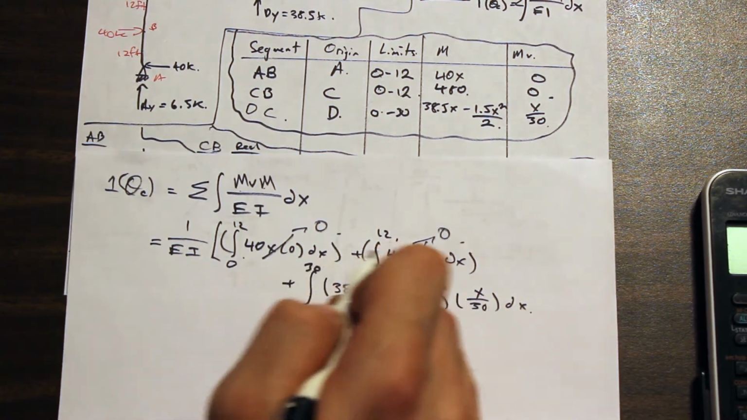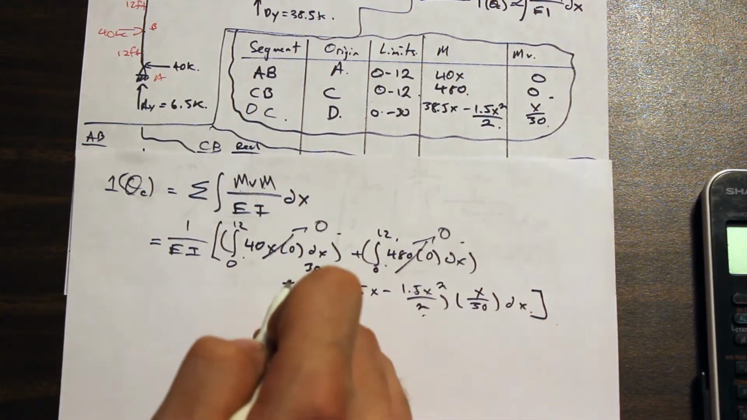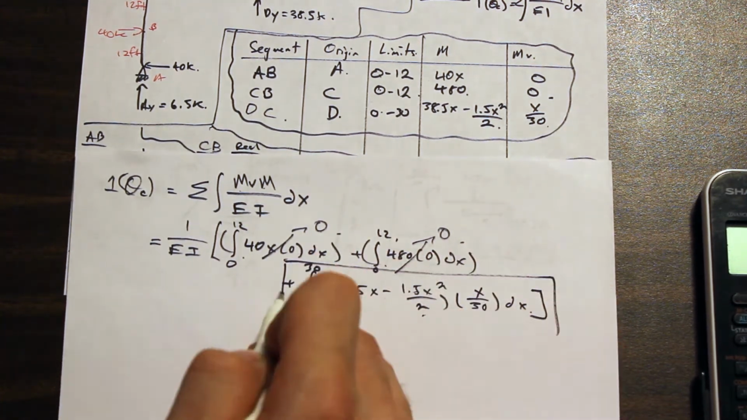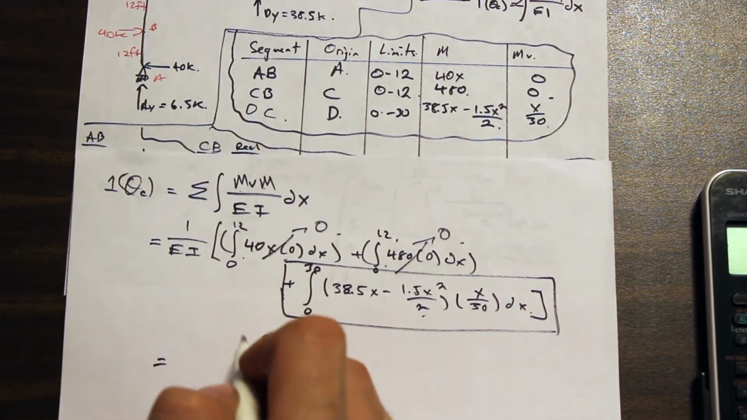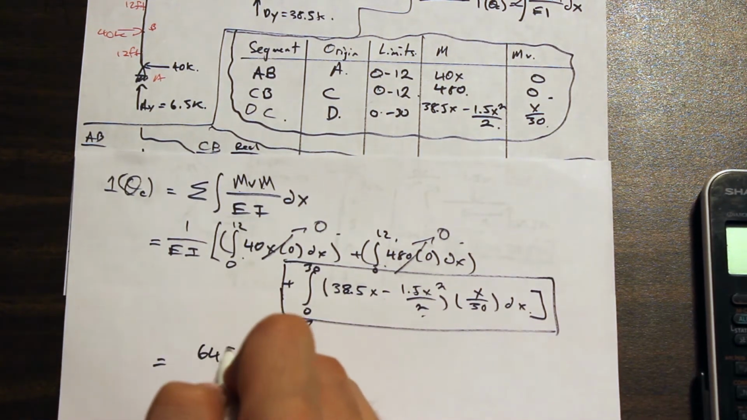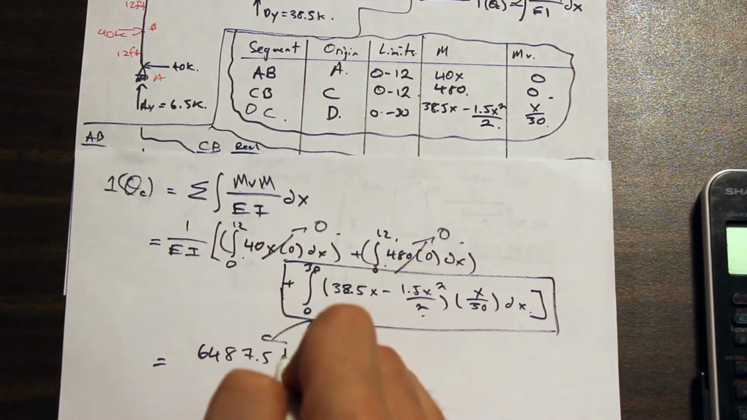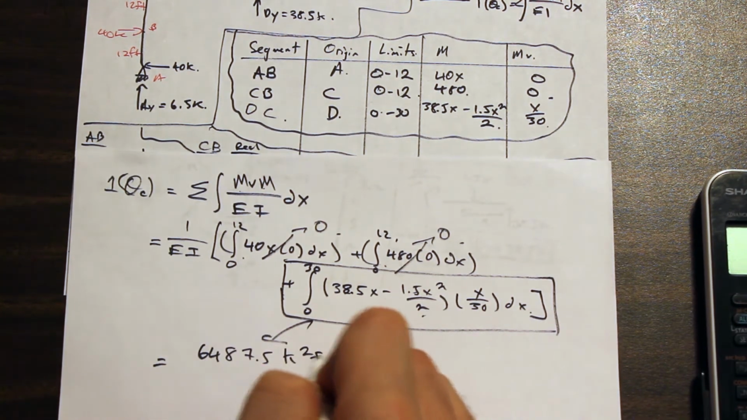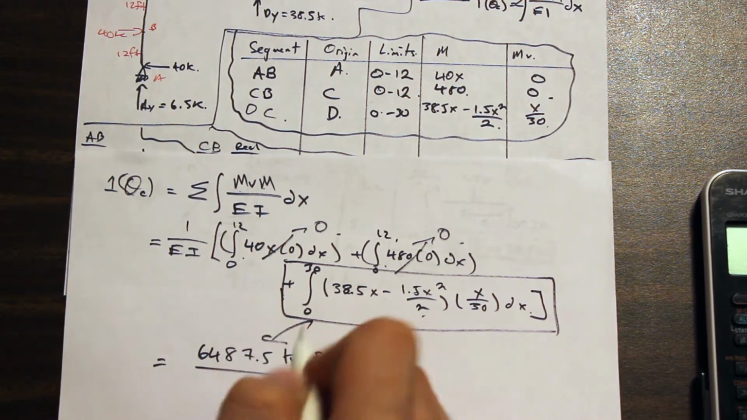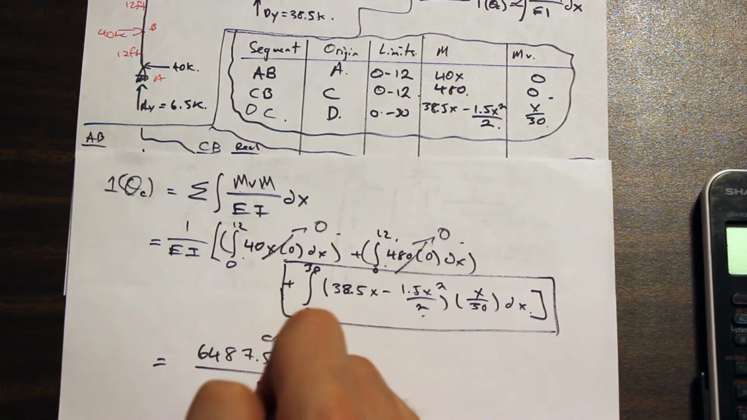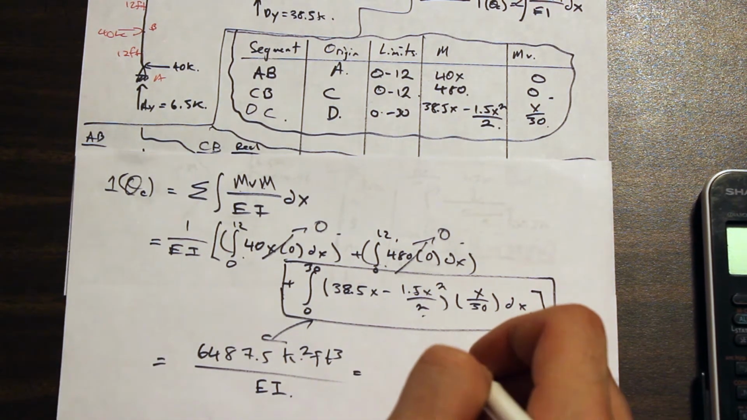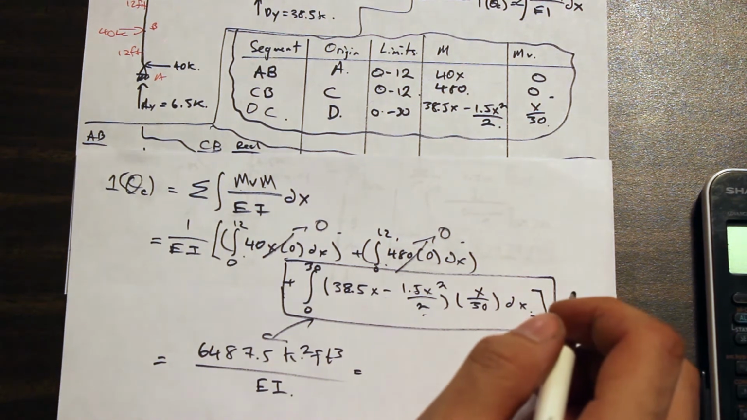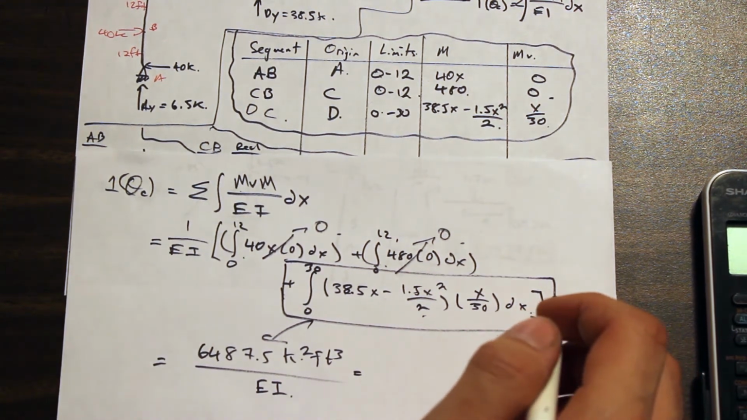If you integrate, these are both 0. If you go ahead and integrate this, we are going to get an answer of 6,487.5. The units are kip squared feet cubed over EI. So what does that mean? Well, that just means that we have to plug in our value of EI. We have 29,000 kips per square inch and 2,500 inches to the fourth.